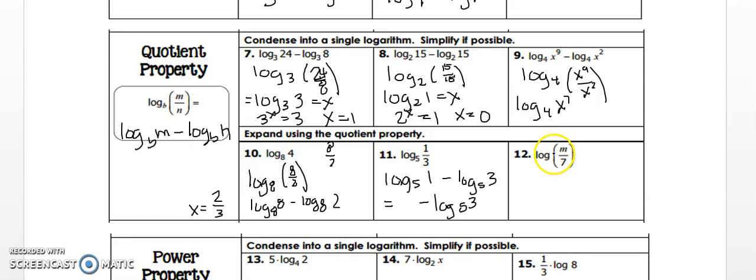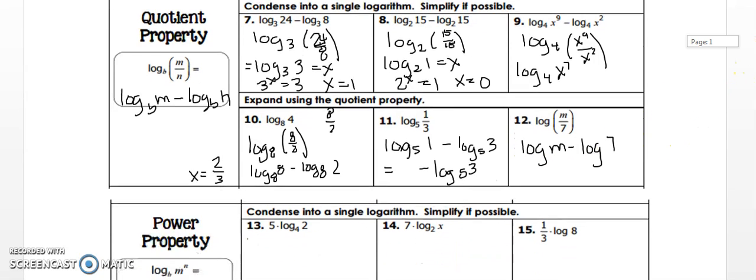All right, last one. We're dividing. So we're going to get log base 10. There's nothing written here, so we assume it's base 10, of m minus log of 7. That's it for the quotient rule.